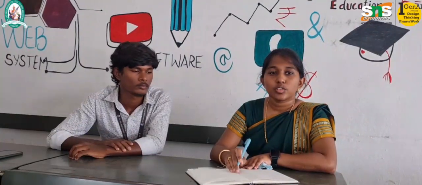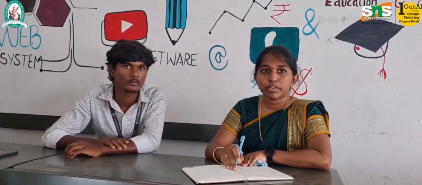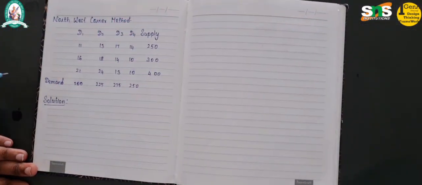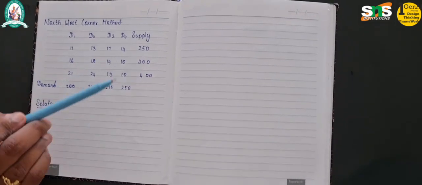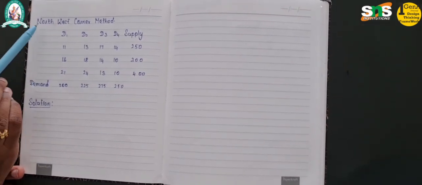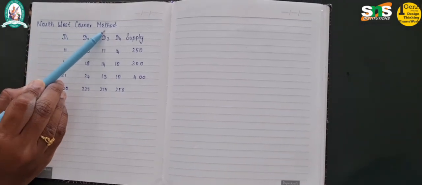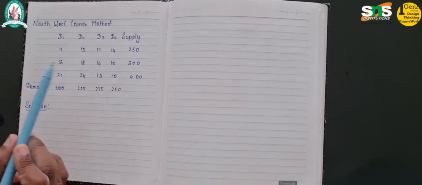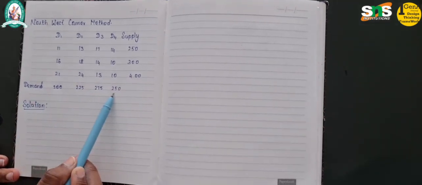Good morning everyone. So today we are going to see a case study problem in transportation problem. We are going to solve this transportation problem using the northwest corner method. We are going to find the initial basic feasible solution using the northwest corner method. So this is the problem statement. This is the supply for this problem and this is the demand for this problem.